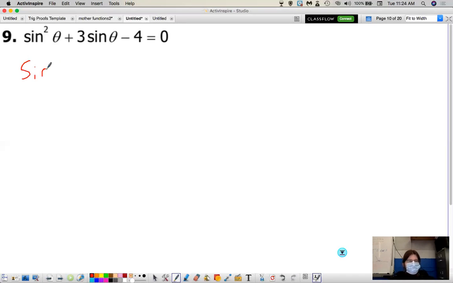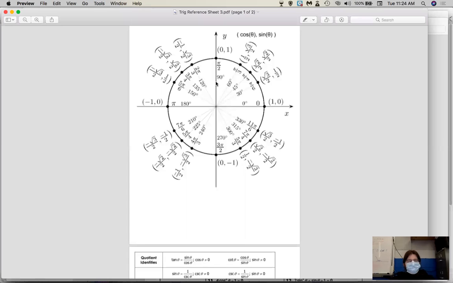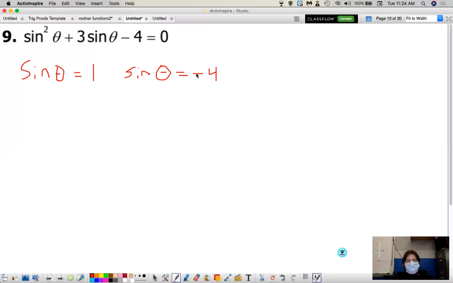So sine of theta equals 1, sine of theta equals -4. Now, you should know something about sine and cosine. The biggest they can get is 1. Smallest they can get is -1. They fluctuate between these values. So there's no way on earth you can get a -4. That's extraneous. We just need where is sine of theta 1, and that's at 90 degrees.